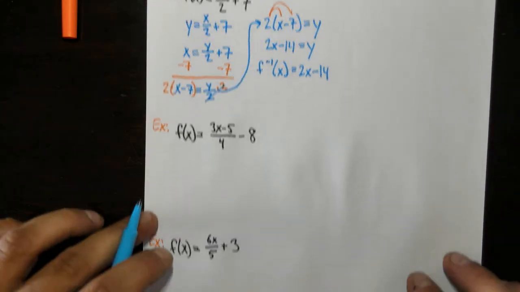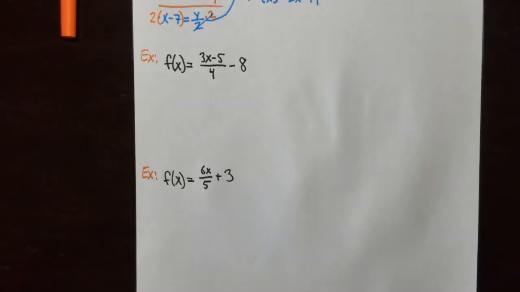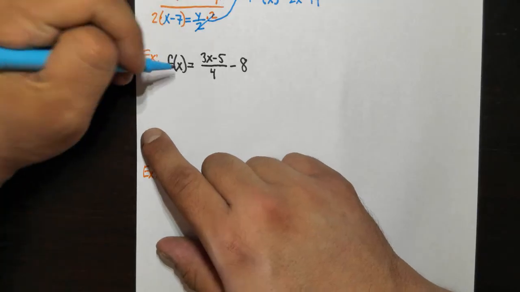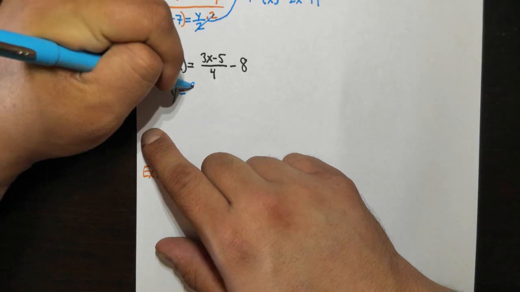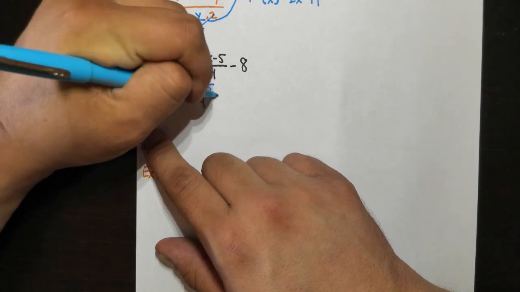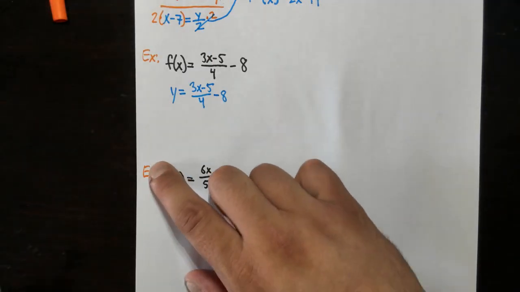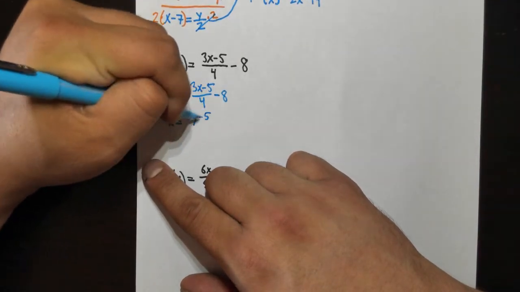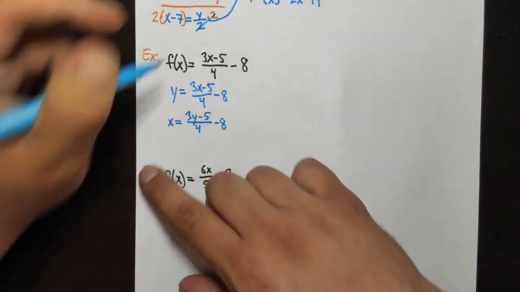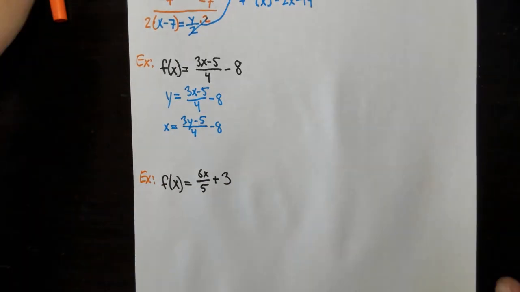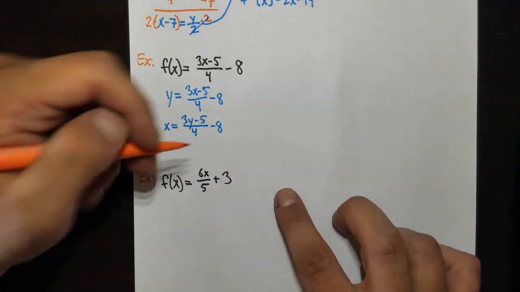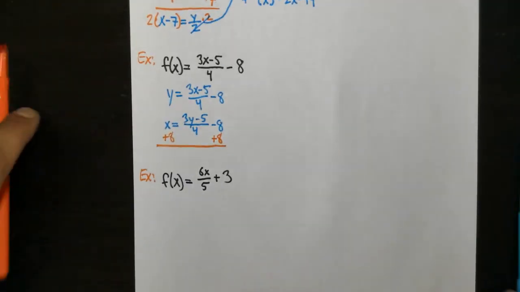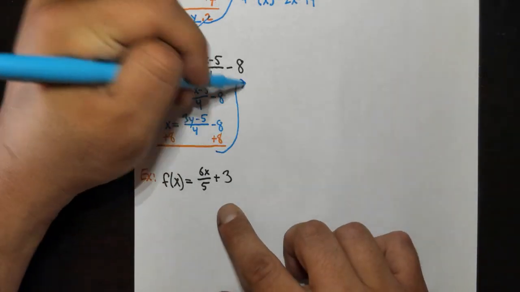All right, let's go to the next one. So these are all looking a little similar to each other. So again, change f of x into y. And then switch my variables. And then begin solving for x. So again, you want to get the y term by itself, so let's add 8 to both sides. And I'm going to move this up here for sake of room.